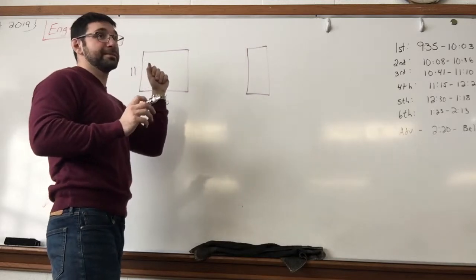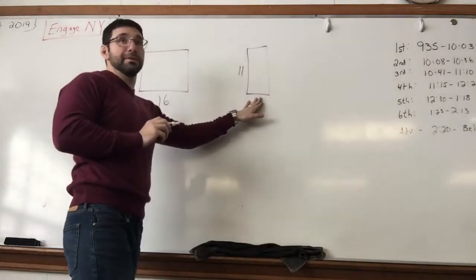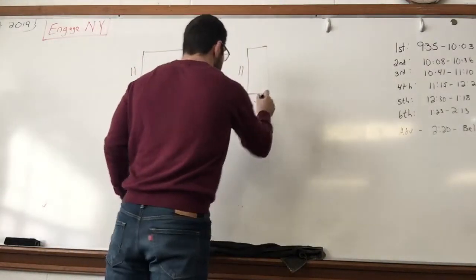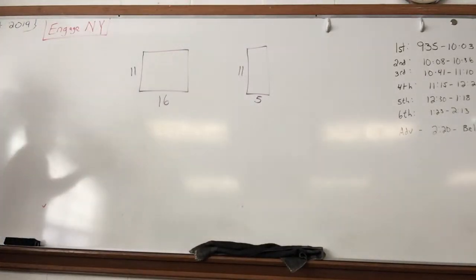So what would the number be? 11, very good. And what would the bottom be? Go, Braden. 5. Okay. So really all I've done is I've taken my rectangular array and I've split it into two pieces. We all right with that?